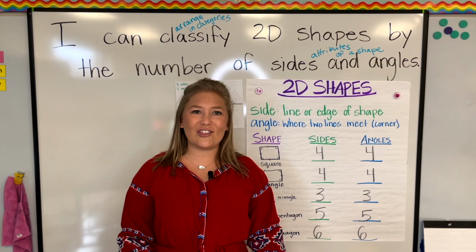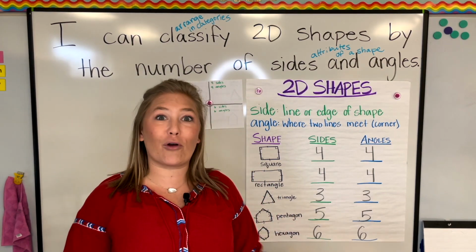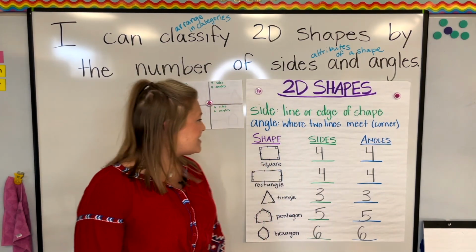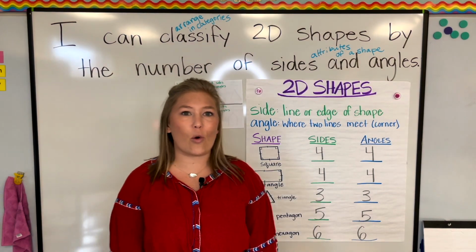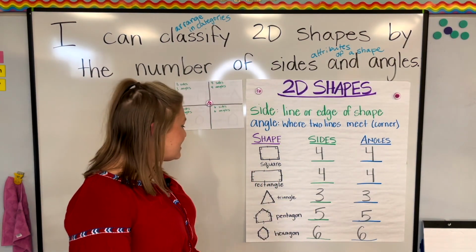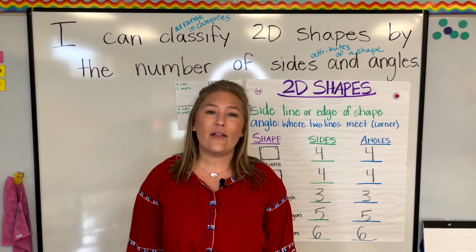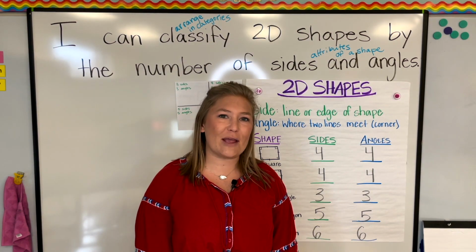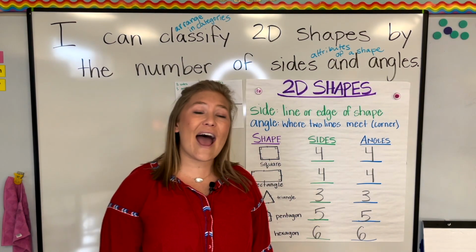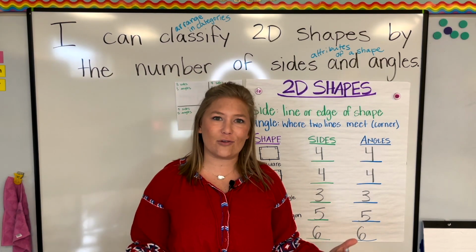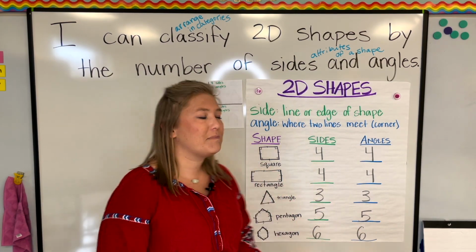And your challenge today is I want you to come up with your own shape. So maybe something that doesn't look exactly like a square or a rectangle, or maybe something that doesn't look exactly like a pentagon that we normally see when we think of shapes, but that still have the same amount of sides and angles. So let me give you an example.